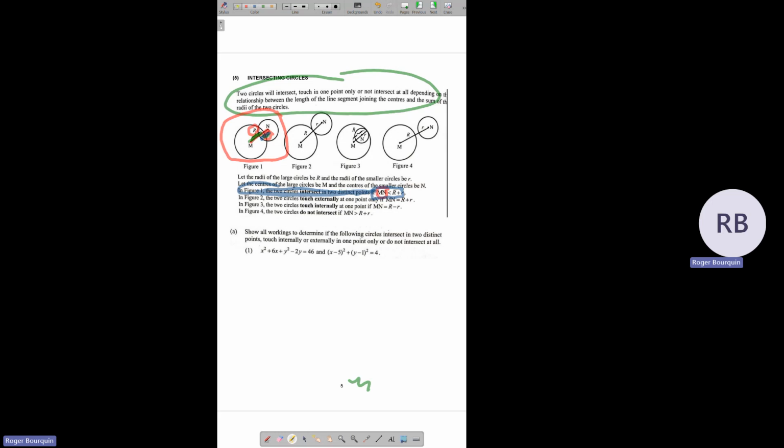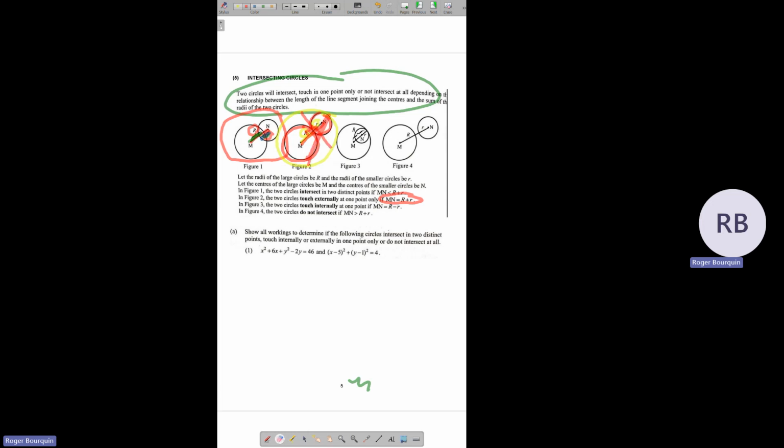So we say that in figure 1, the two circles would intersect in 2 distinct points. In figure 2, if you take this radius and add it to that radius, what you get is the distance between M and N, the two centers. If the sum of the radii is exactly equal to the distance between the two centers, so if MN is equal to big R plus small r, what that means is that the circles touch externally. In other words, the circles are tangents to each other. Those angles would both be 90 degrees if you drew a tangent there.